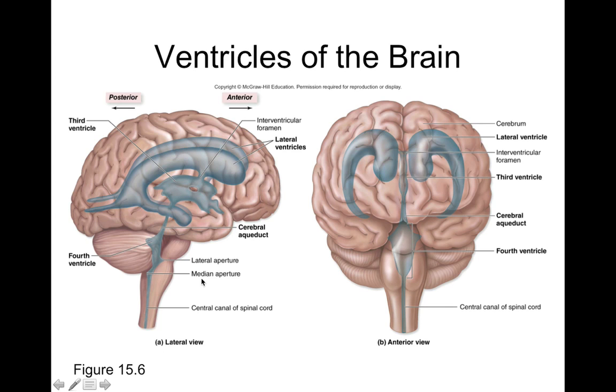If you guys look here, we have these apertures. We have the lateral aperture and median aperture. The aperture is just basically an opening. It's basically a hole in your brain. It's a space for cerebrospinal fluid to leak out into the subarachnoid space. That way the fluid doesn't just build up inside your brain tissue.